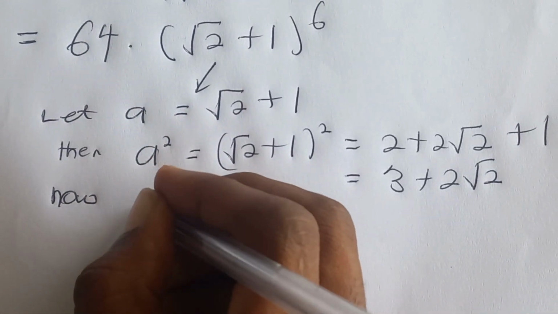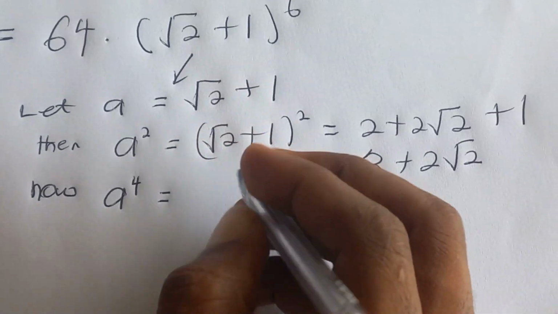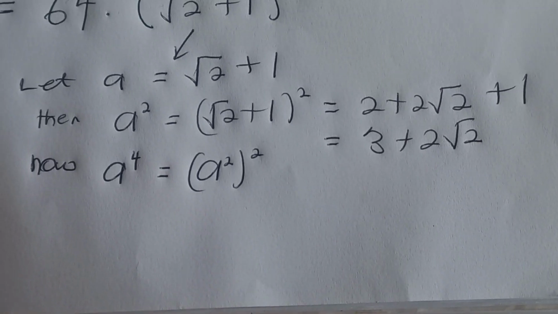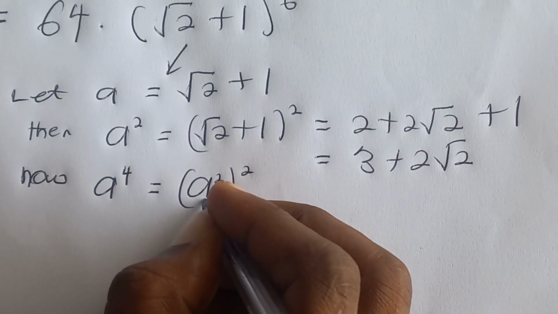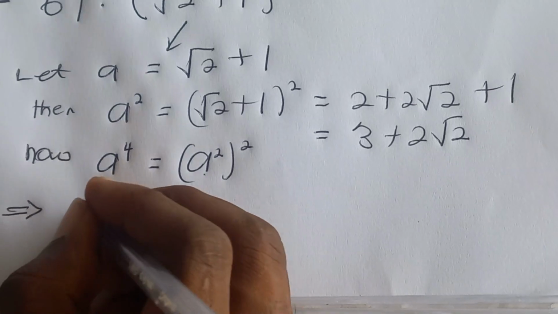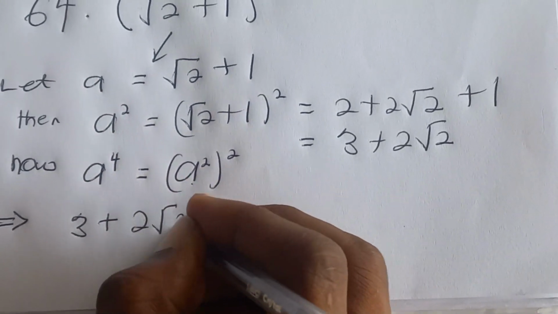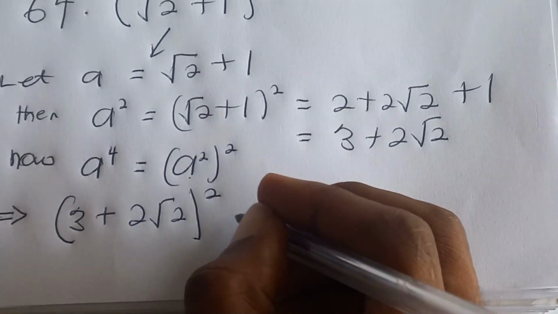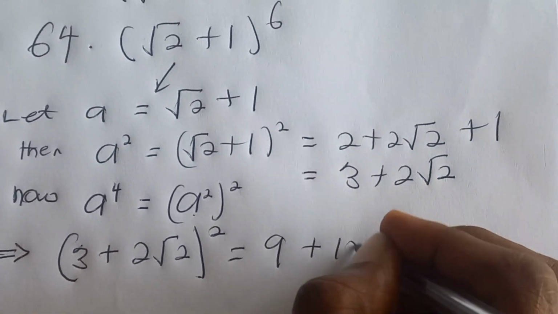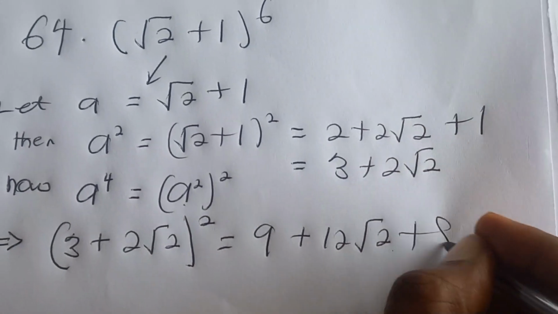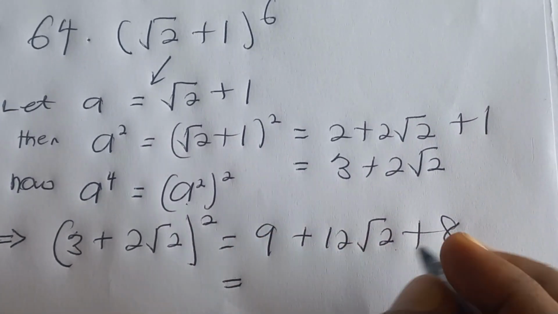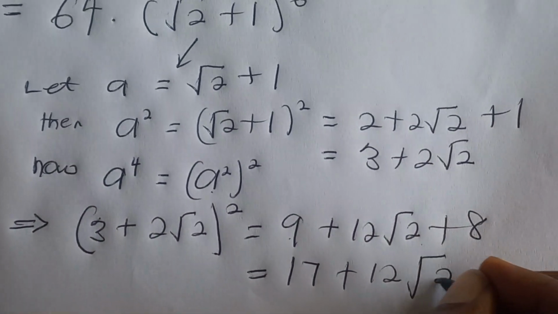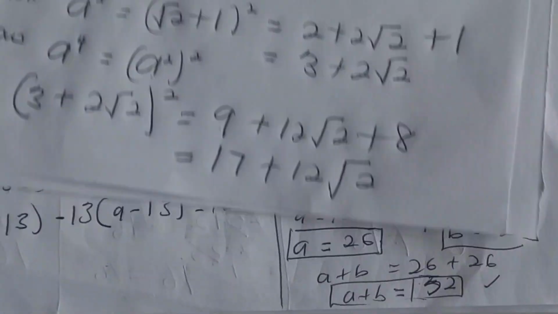Now, a exponent 4 is the same as a squared exponent 2. We know a squared is 3 plus 2 square root of 2. Then exponent 2, so we are going to get 9 plus 12 square root of 2 plus 8, which is equal to 17 plus 12 square root of 2. Let's continue from here.